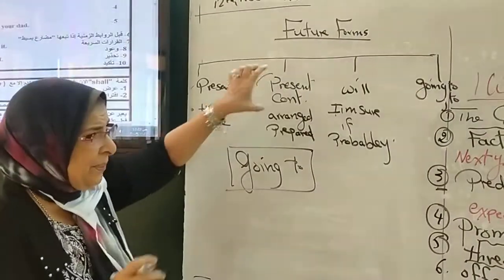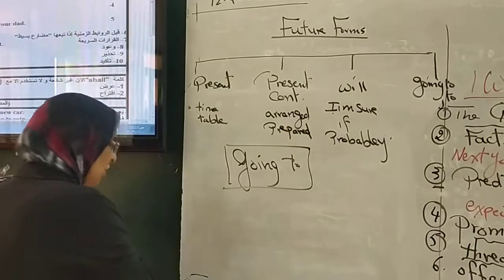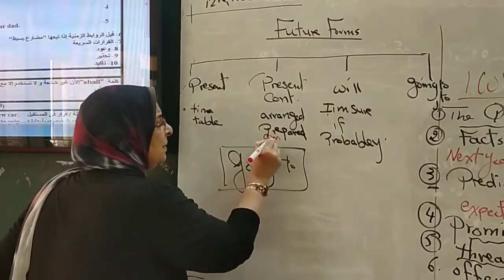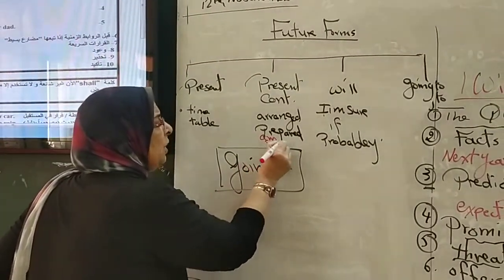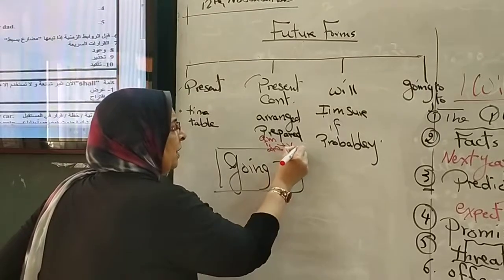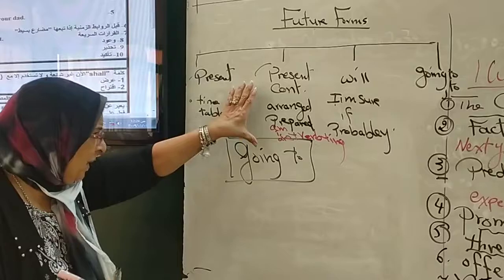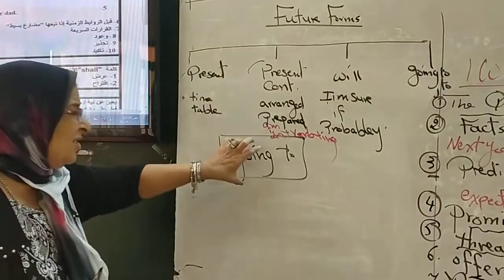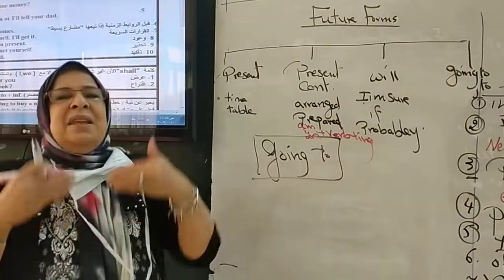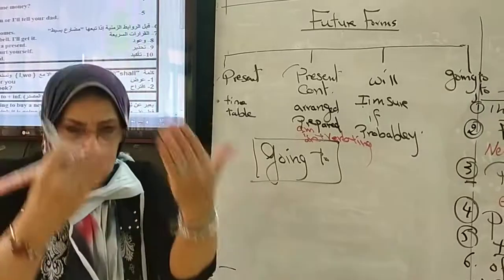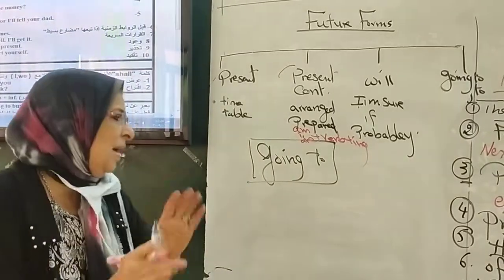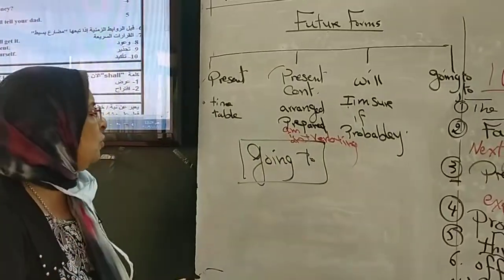Present continuous: am, is, are, plus verb plus ing, okay? You use it when you thought of something and arranged for it. Going to is just something you intended to do, you wanted to do, but up till now, you are not sure if you are going to do it or not.